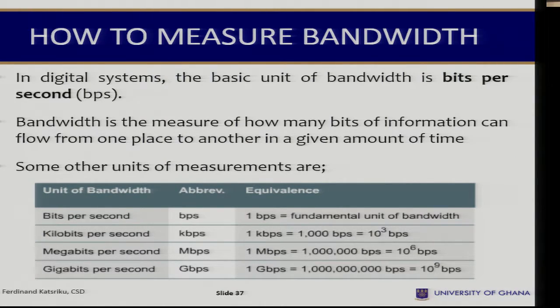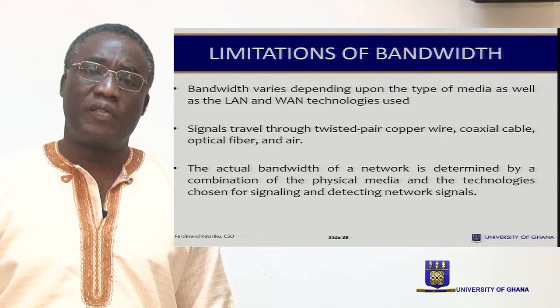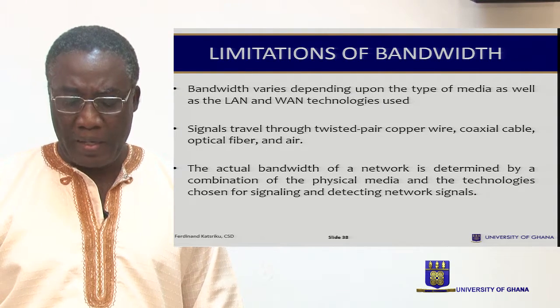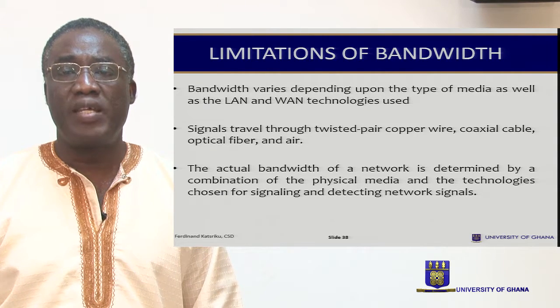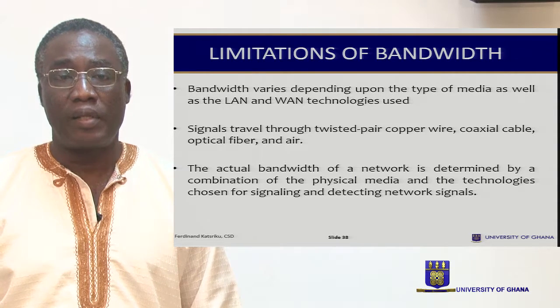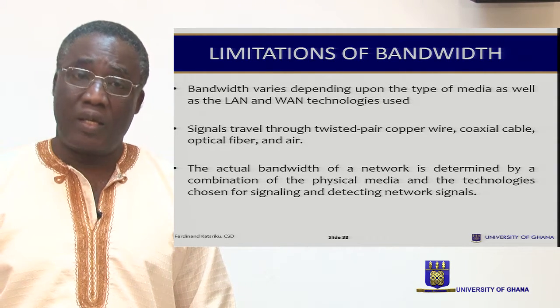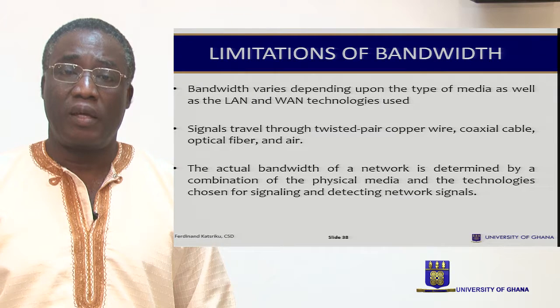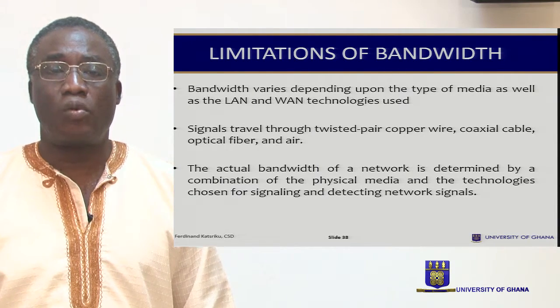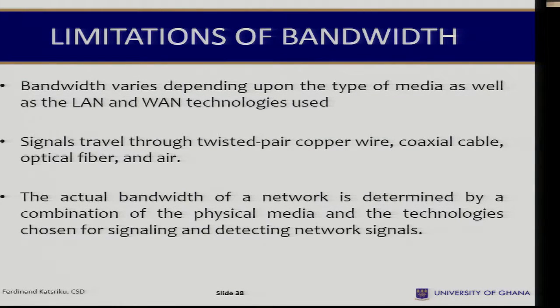So bits per second, kilobits per second, megabits per second, gigabits per second, and so on. What are some of the limitations of bandwidth? Bandwidth varies depending upon the type of media, as well as the LAN or WAN technologies that we are using. So, for example, signals will travel through twisted pair copper wire, coaxial cable, optical fiber, and air, differently.